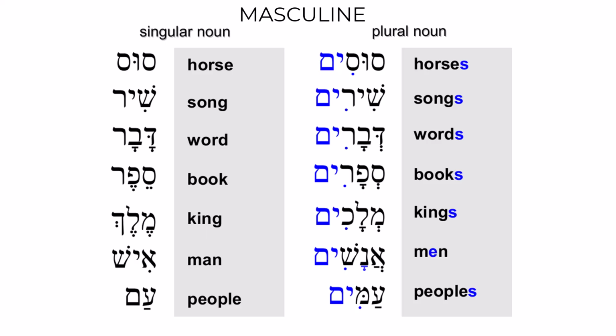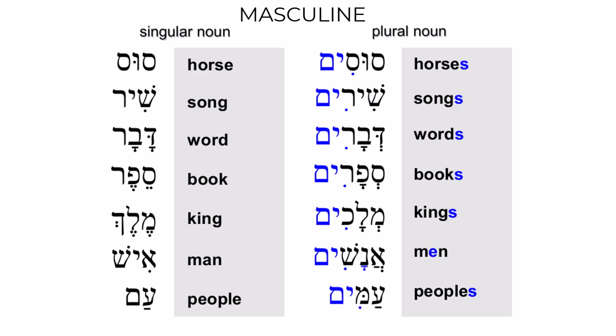If you want to say words, you're going to say davarim, and it becomes words or things. You have the word sefer. It means book. If you want to say books, you're going to say sefarim. So that im tells you it's plural, and so it's going to be books. You have the word melek. Melek means king. To make it plural, it's going to be melakim.